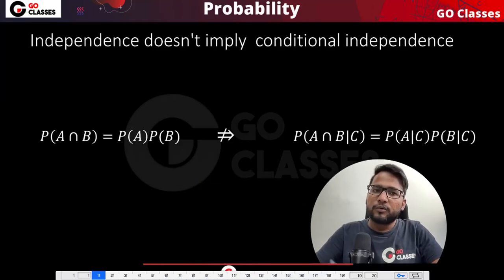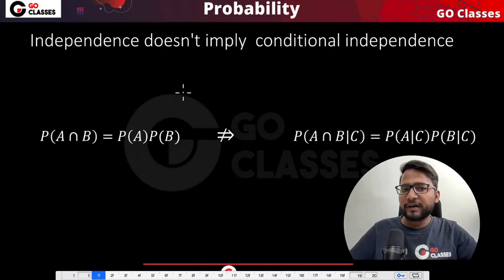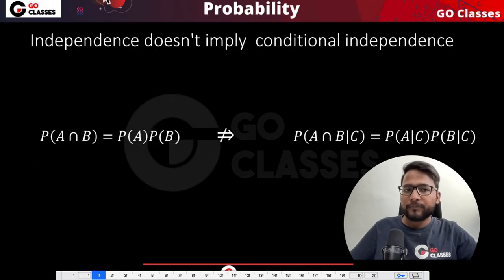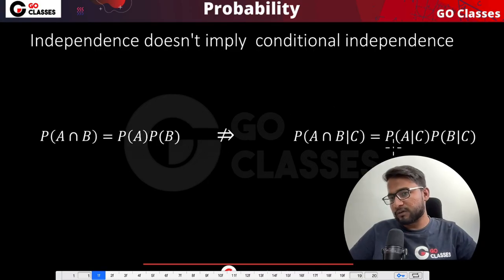Hi everyone. We have already seen that independence does not imply conditional independence. Suppose two events A and B are independent, which means that mathematically the probability of A intersection B is the same as the probability of A times the probability of B. Then it doesn't mean that the probability of A intersection B given C is also the same thing, which means that given C they are also independent.